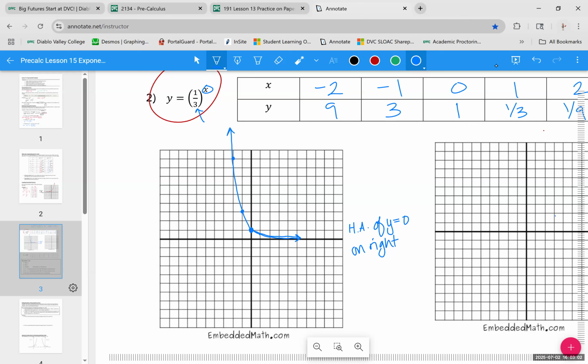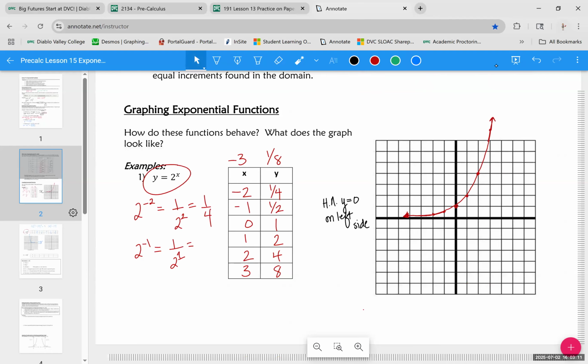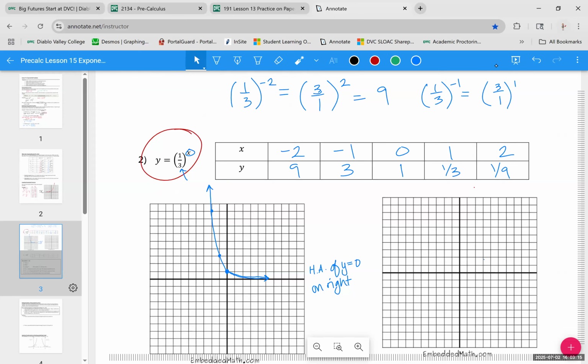And basically, it just mirrored it across the y-axis. If you look at the shape of this one, if I mirror that across the y-axis, I get the shape of this one. So changing the base to a number that's between 0 and 1 will give us this pattern instead of this pattern.